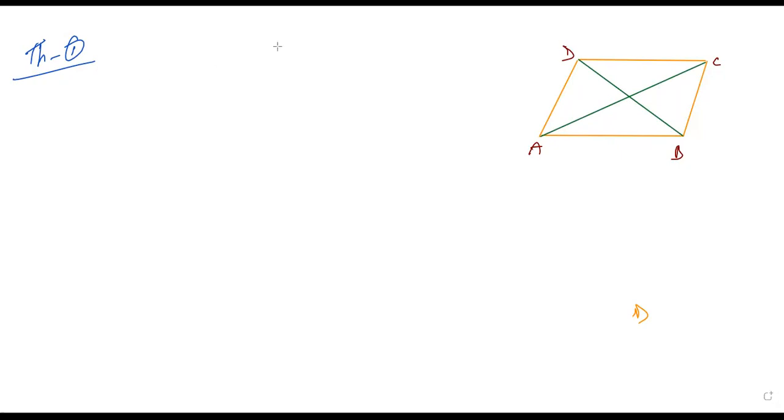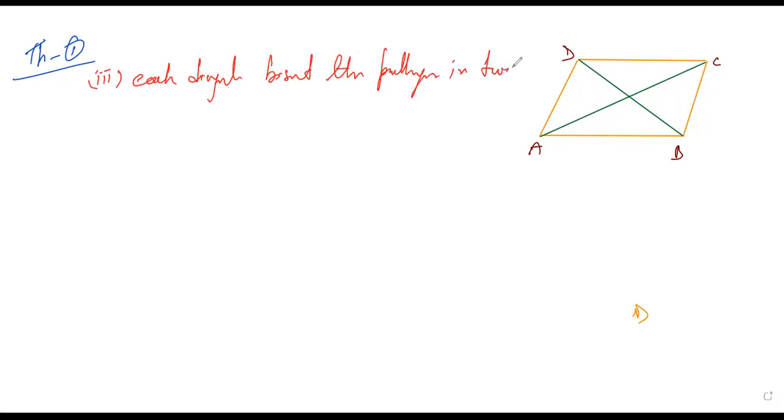So how can we go for that one? Just a minute, let me write part 3 over here. We are going to see that each diagonal bisects the parallelogram into two equal halves. Bisect means only half it is there, so two equal halves. I'm making it clear for everyone that the bisecting is going to be in two equal halves. So how are we going to see this one?